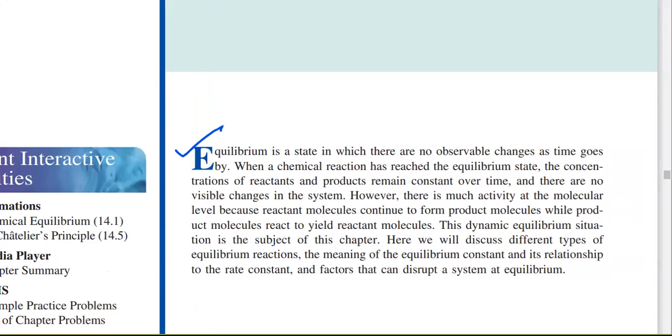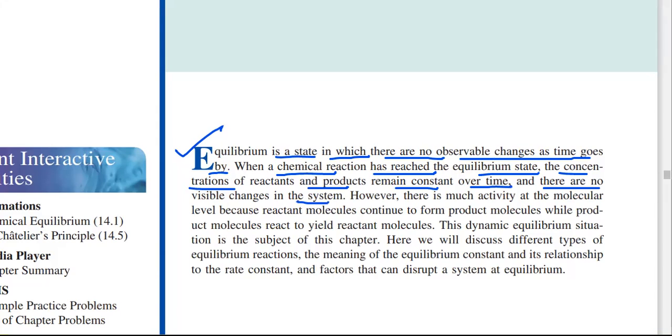What is equilibrium? Equilibrium is a state in which there are no observable changes as time goes by. When a chemical reaction has reached the equilibrium state, the concentrations of reactants and products remain constant over time, and there are no visible changes in the system.